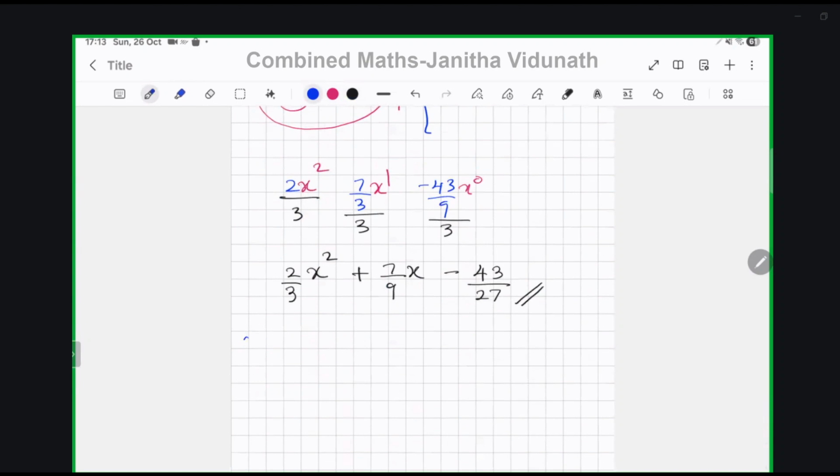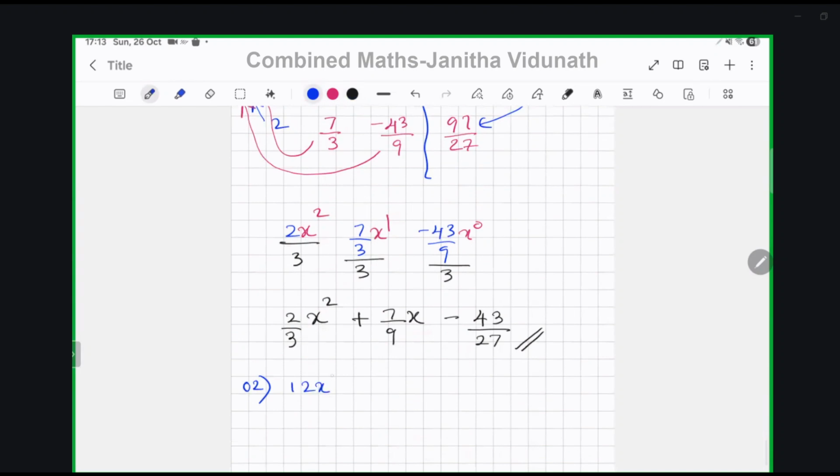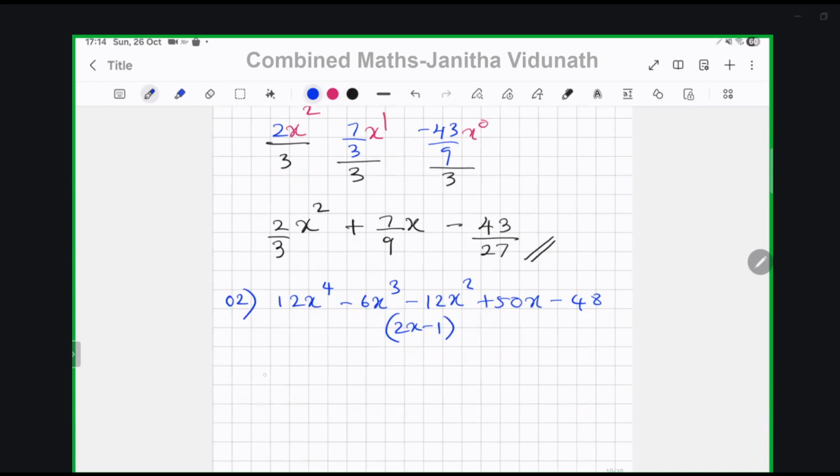Now I will do the second one also. 12 x to the power 4 minus 6x cubed minus 12x squared plus 50x minus 48. Need to divide by 2x minus 1. That means our coefficients are, there are no missing terms. Therefore, our coefficients should be 12, minus 6, minus 12, 50, minus 48.